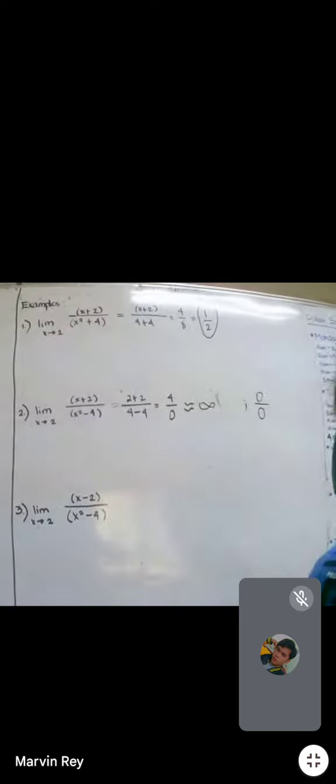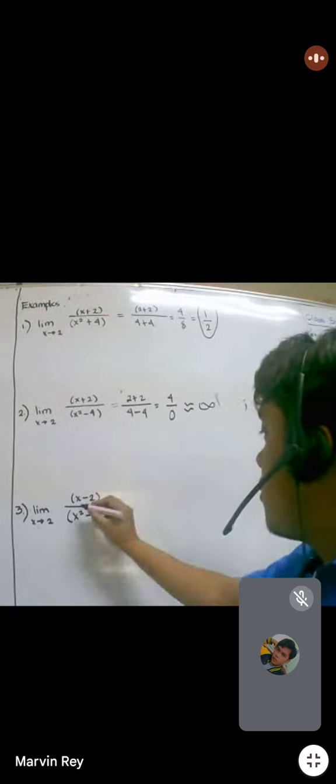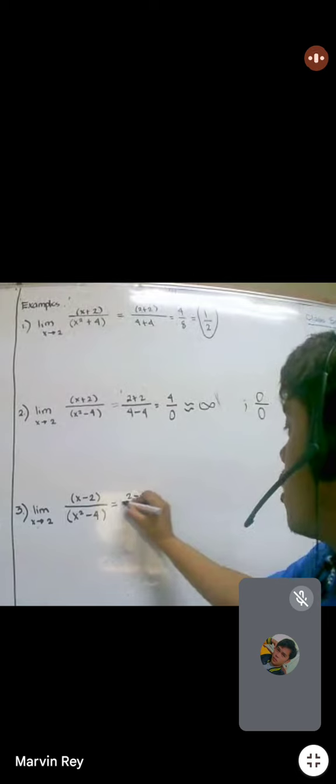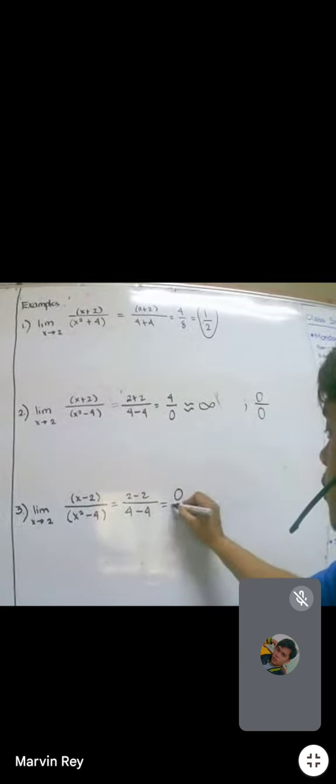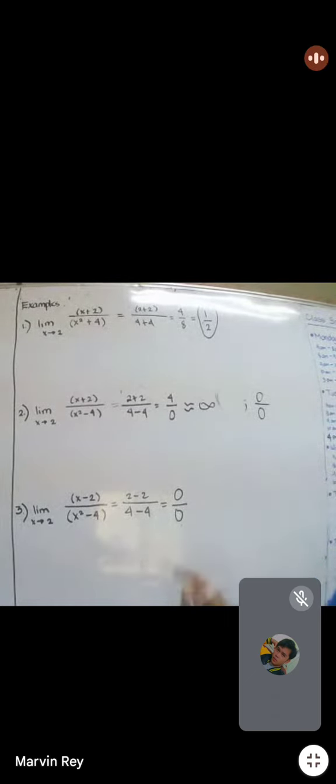Okay. So next, we also have another example. How about this one? If we will just directly substitute the value, 2 minus 2 all over 2 squared is 4 minus 4. So this is undefined, infinity. So this has no value because you can't divide by a 0. So undefined.